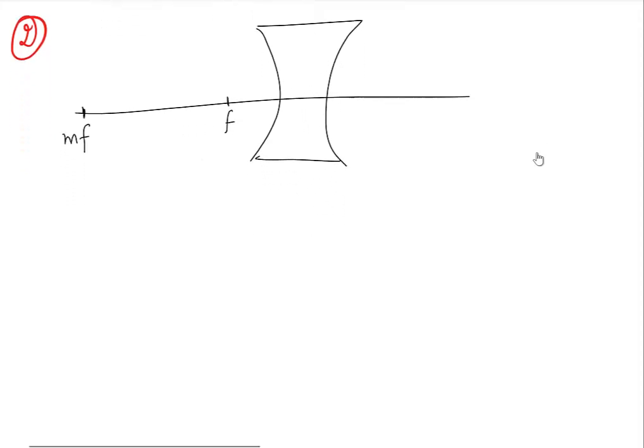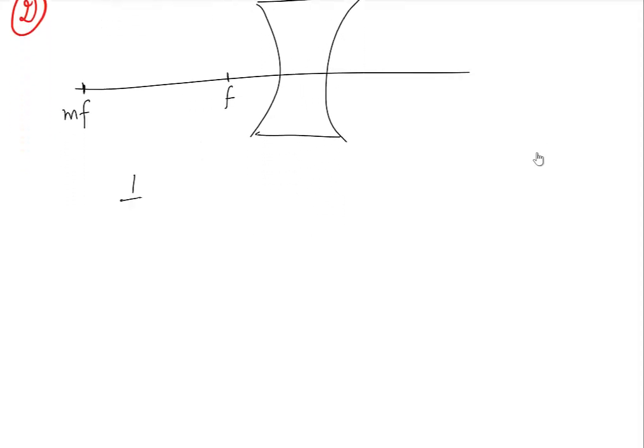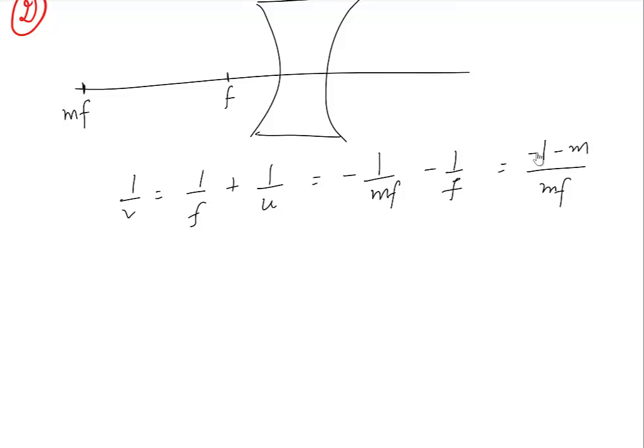Now let's try to apply lens formula. It says 1 by v equals 1 by f plus 1 over u, and that would give me minus of 1 over mf minus of 1 over f, and that is equal to mf common, and here will be minus 1 and here will be minus m. So v comes out to be mf over minus of 1 plus m.